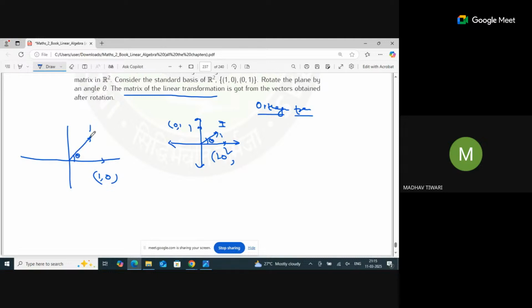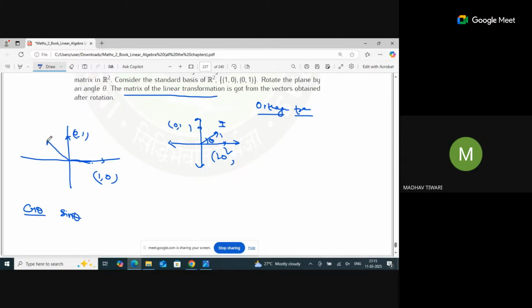So if I find its coordinates now, what will they be? This part I need to find out. It will be nothing but cos theta, right? Okay. And what will be the y coordinate of this point? It will be sine theta, right? Okay. This is for 1 comma 0. Now let's remove this. Now take 0 comma 1, because the basis has two linearly independent vectors. Suppose this was my 0 comma 1, and I am rotating it anti-clockwise. Okay, so it will be here.